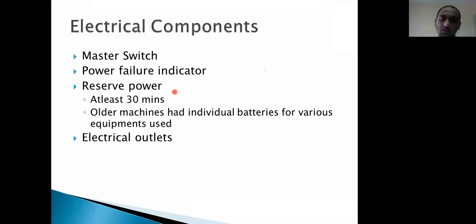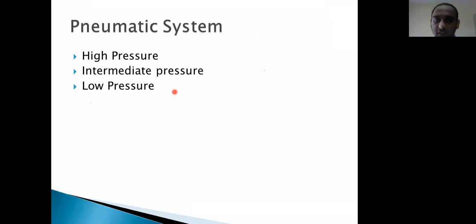And then we have outlets as well for additional monitors or additional functions that any particular case demands. Then it's coming to the pneumatic system. So as I have told you, there is high pressure, intermediate pressure, and low pressure systems.